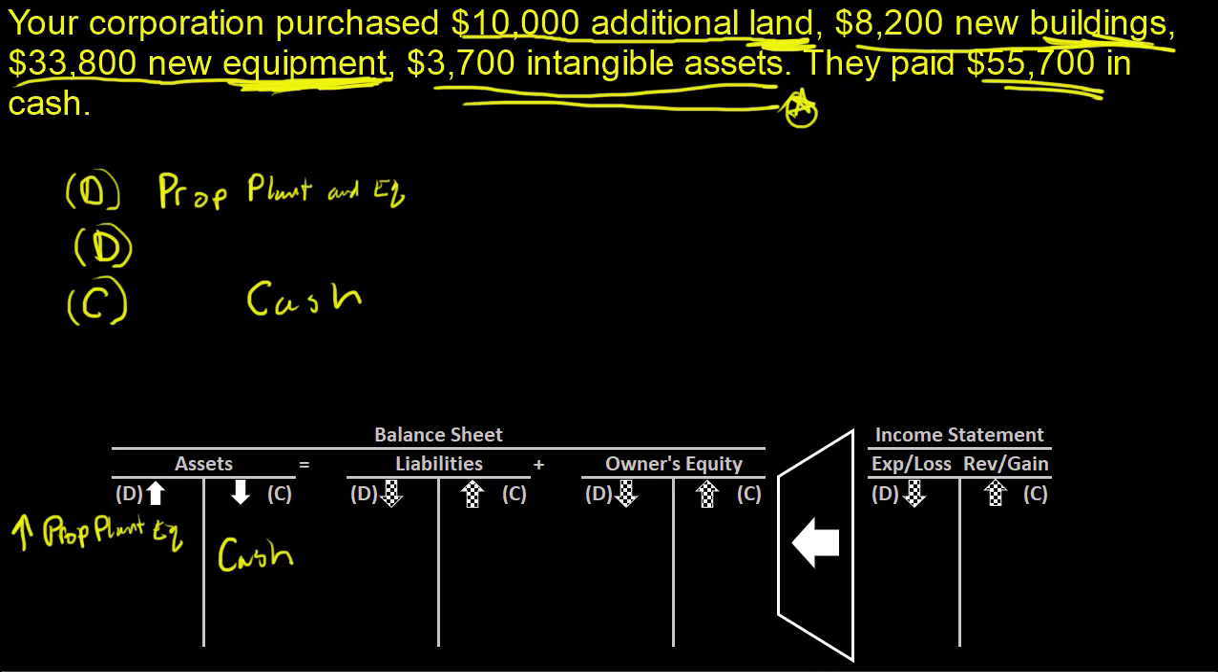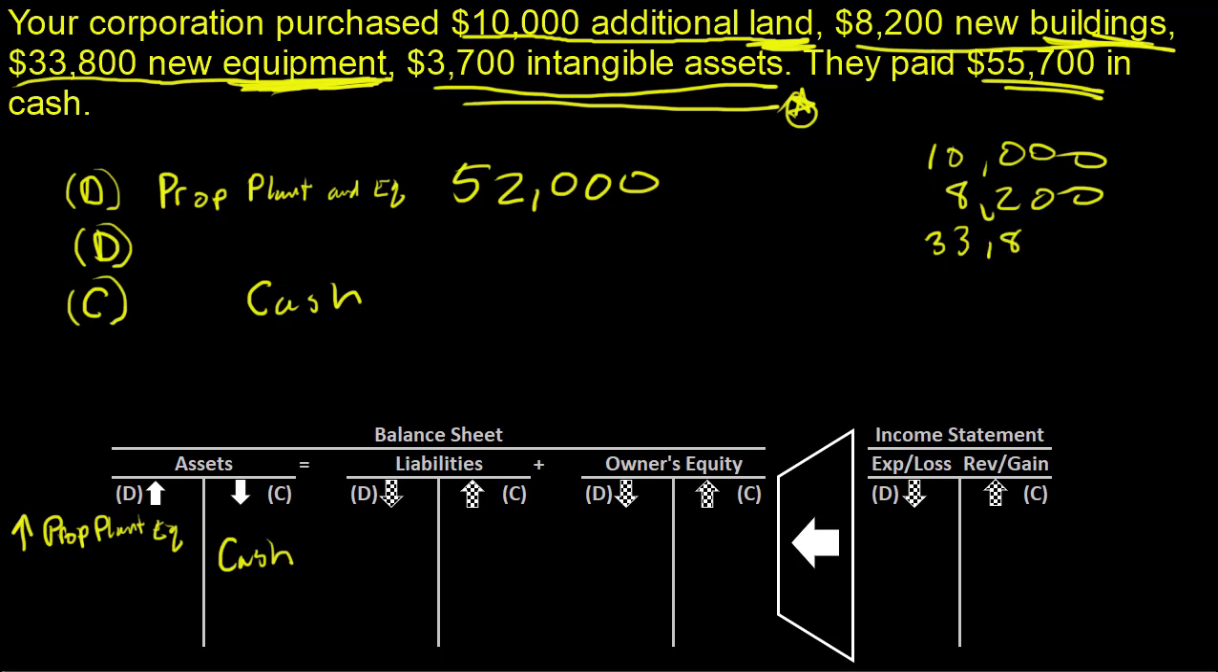Well, what would property, plant, and equipment be? Well, it'd be $10,000 plus this $8,200 plus the $33,800, which works out to be $52,000, right? So 10,000 plus the 8,200 plus the 33,800 of the equipment. Forgive me. All right, so that's how we get there. So that's how we get to the property, plant, equipment. We add these up and we get to the property, plant, equipment.